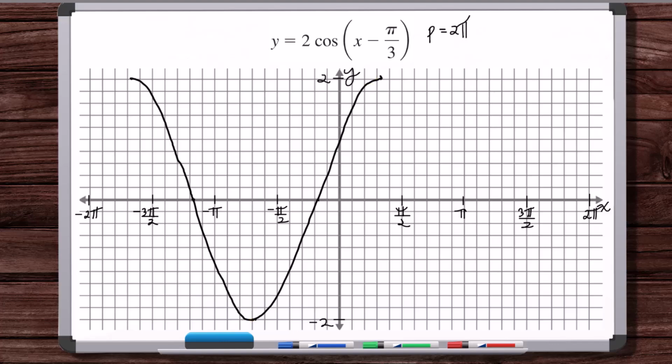All right, so now let's copy this down the graph.